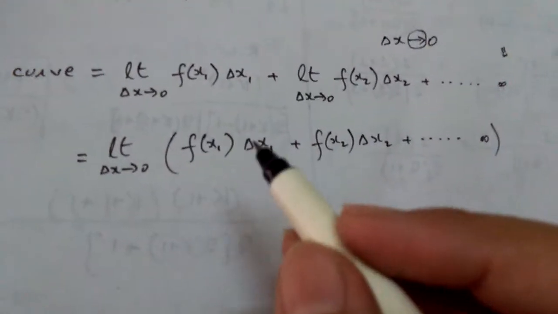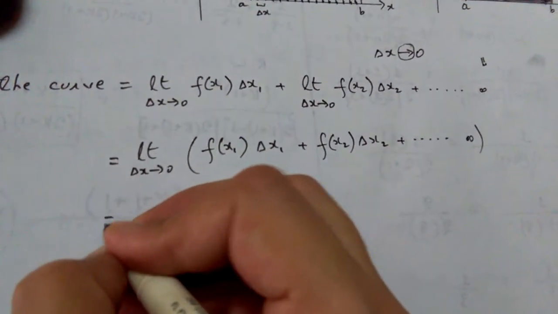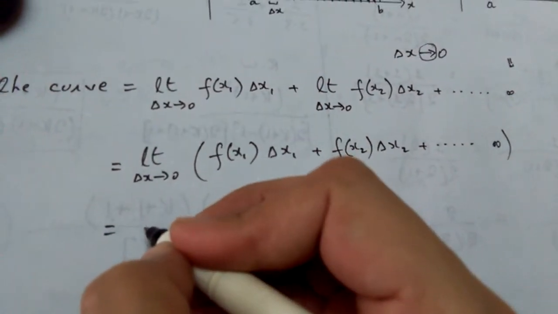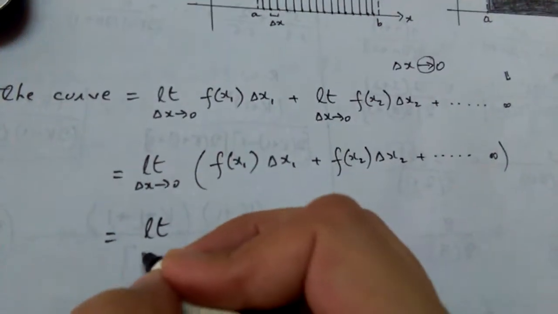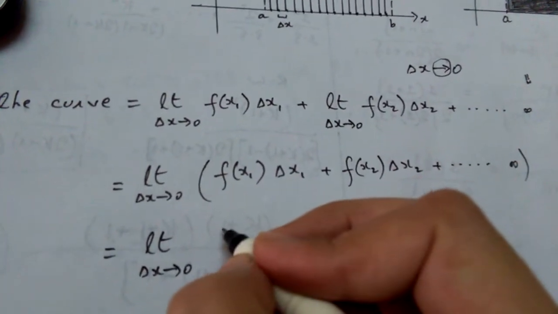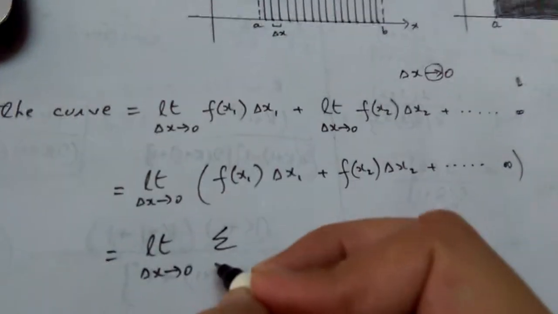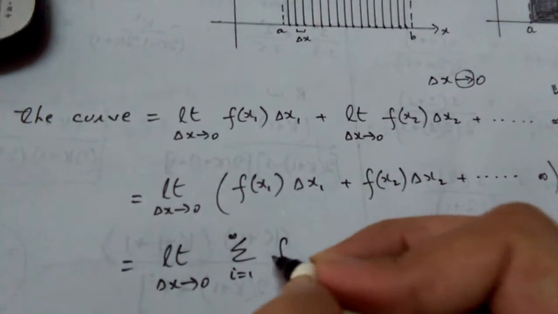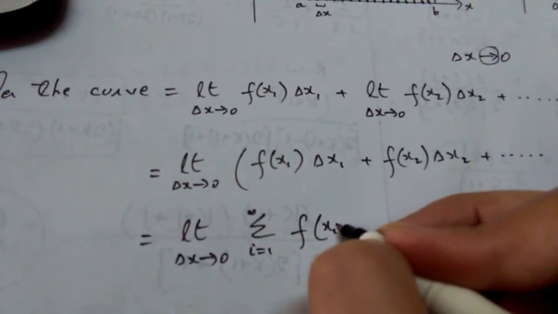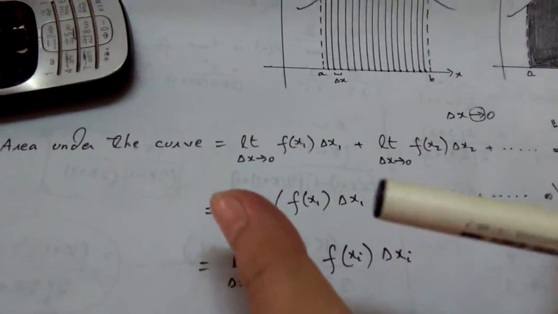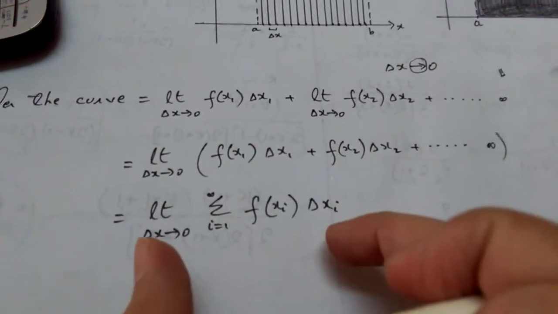Now I'm not in the mood to write all these notations again and again, so how about if I generalize and apply the concept of summation here. It is a Greek notation, where i goes from 1 to infinity, of f of xi times del xi. That's how I have enclosed this entire big expression in this form.